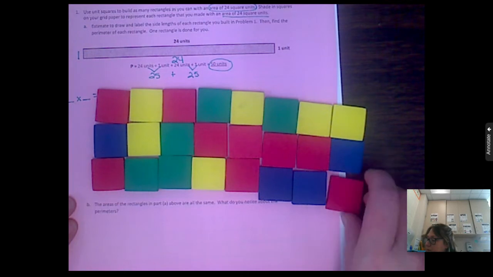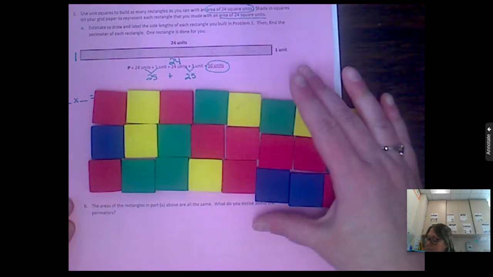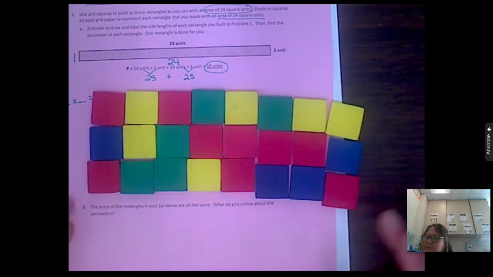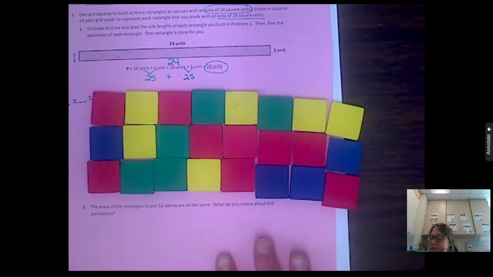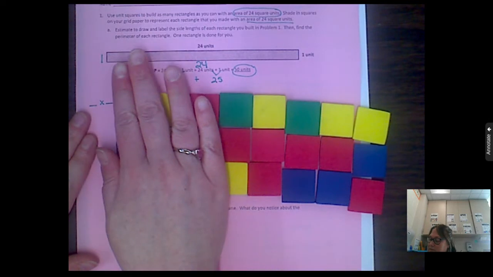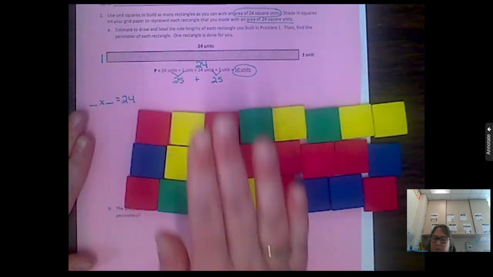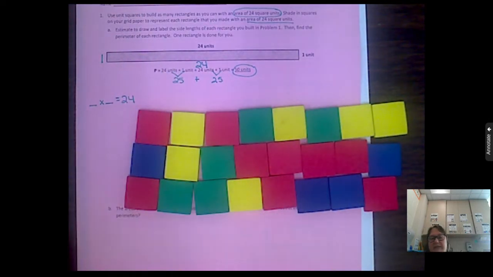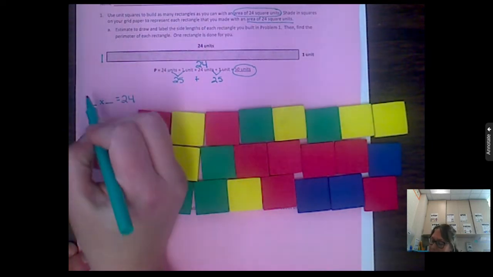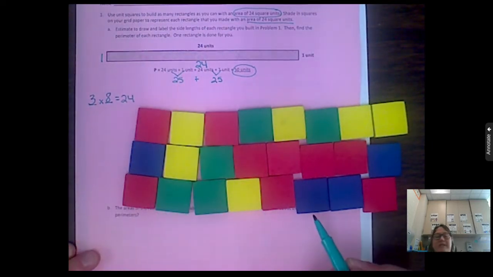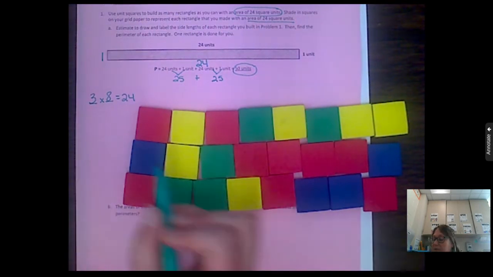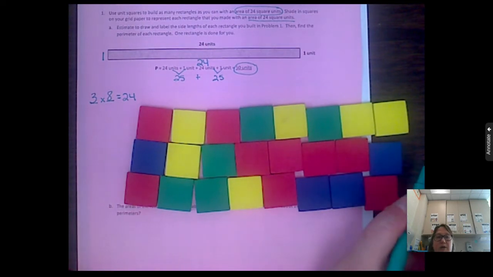So if I have 3 rows of 8, it's not perfect, but pretty close. 3 rows of 8 gives me 24. So I could fill in here. I'm trying to move this without destroying the whole thing. I could fill in, I know that 3 times 8 equals 24, right? So we'll draw that on our grid paper in just a little bit. We'll have 3 rows with 8 in each row.